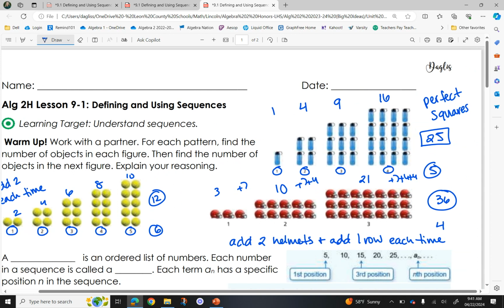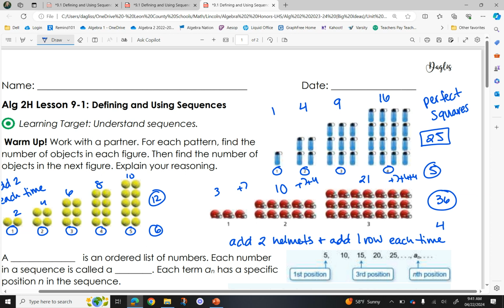Helmets, there were a couple of things happening. So it wasn't just one thing. There were lots of different ways we could look at it. Looking at just the physical picture, you were adding 2 helmets to the bottom row, or to all the rows, and adding a whole other row to my figure each time. Brennan saw the math kind of into it. He added 7, and then after that you also added 4, and then an additional 4 each time.